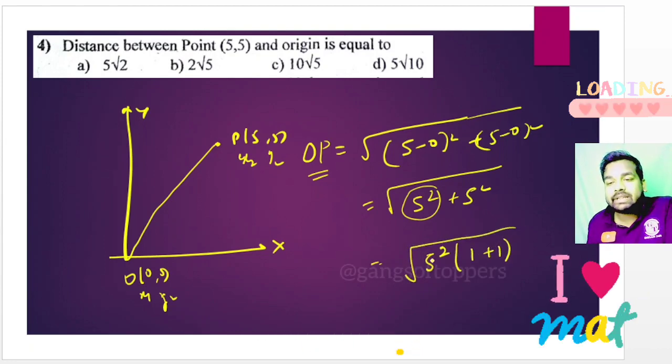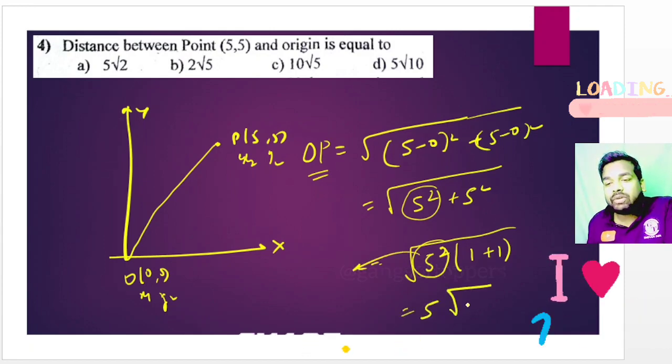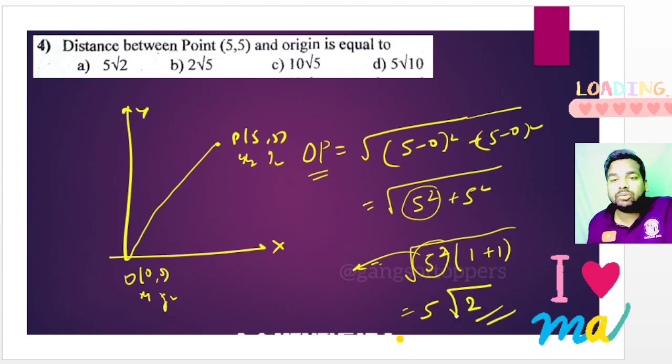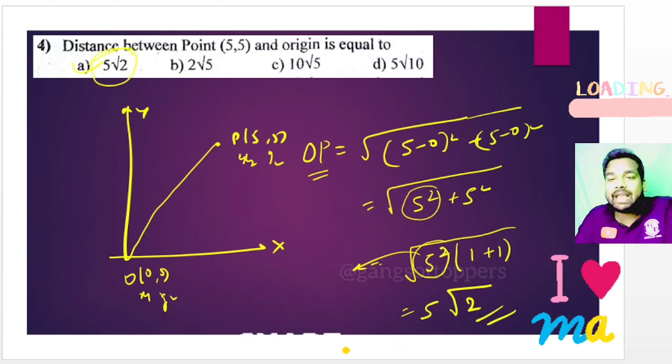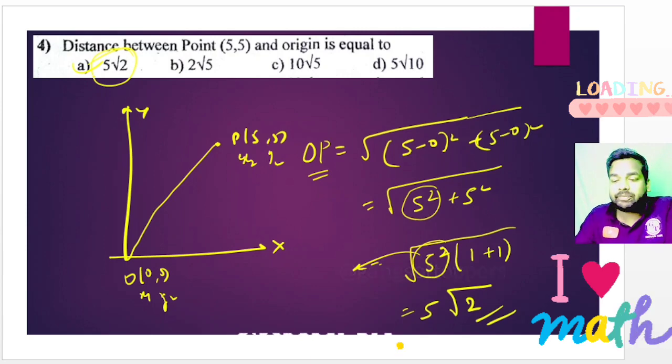Okay, and once again we can take this 5 square out from the root, so we'll get 5, and root under 1 plus we'll get the root under 2. So I think that you are getting the 4 option, and from here the answer will be option number A. This is your answer. I think everybody is going to clear the doubt.